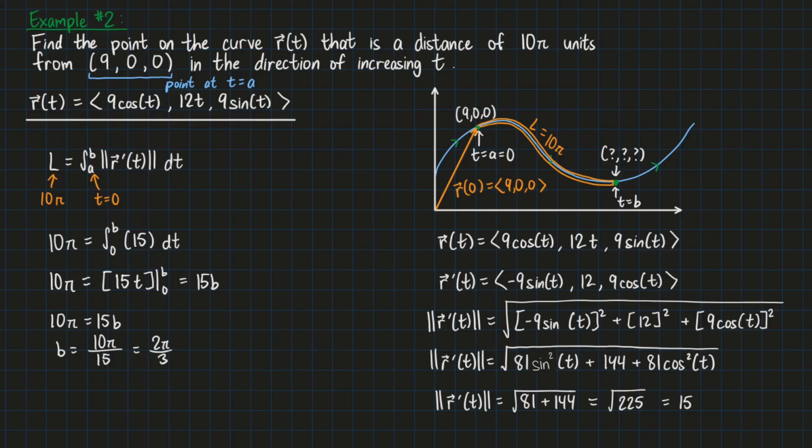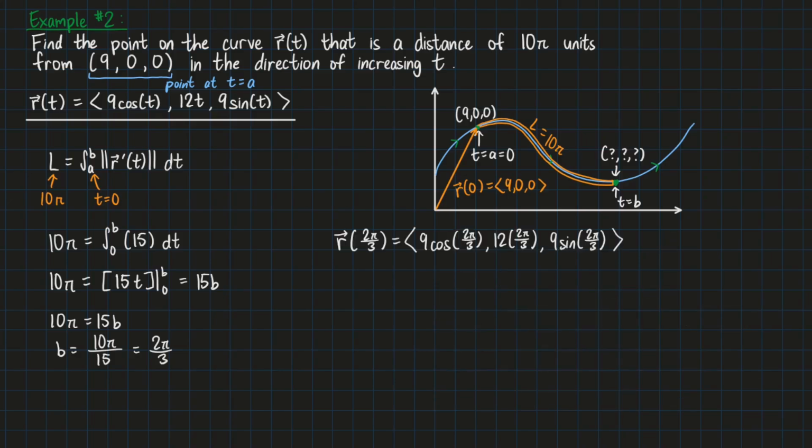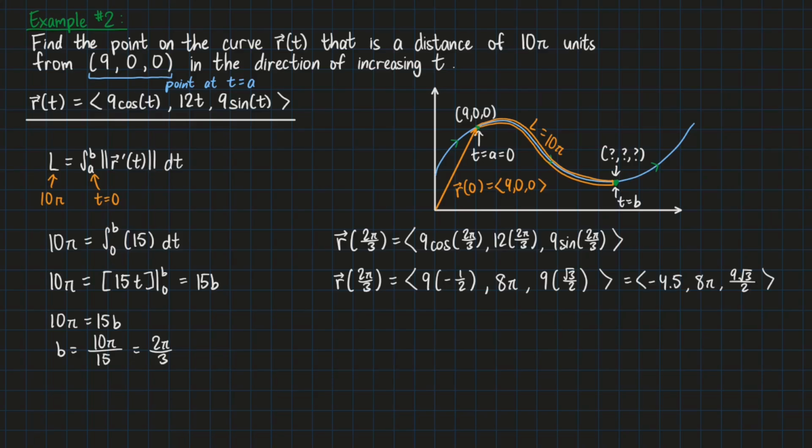Now we can find the point at which t equals b. Okay, so here's our vector going from the origin to b, and we now know that b equals 2 pi over 3. So if we start at the point (9, 0, 0) and go in the increasing t direction for 10 pi units, the point we end up on is (negative 4.5, 8 pi, 9 root 3 over 2).